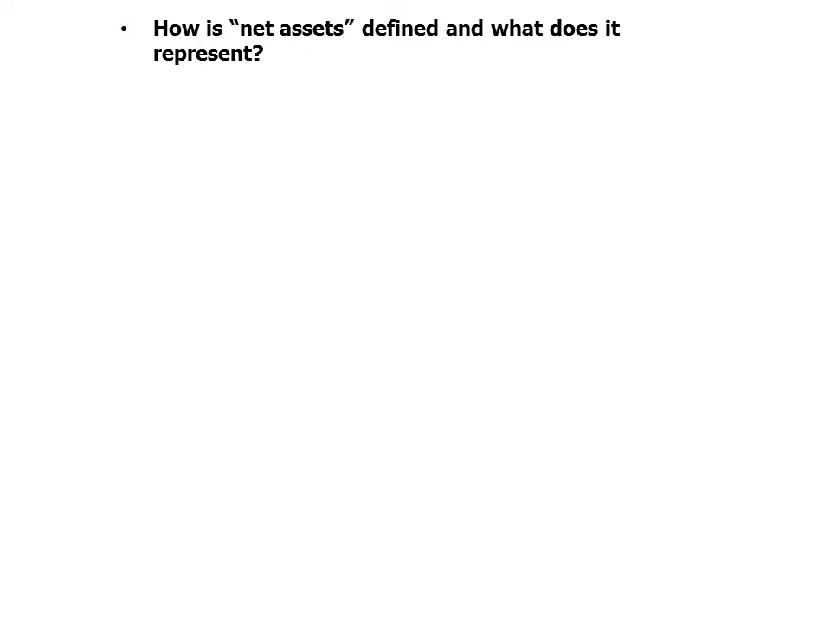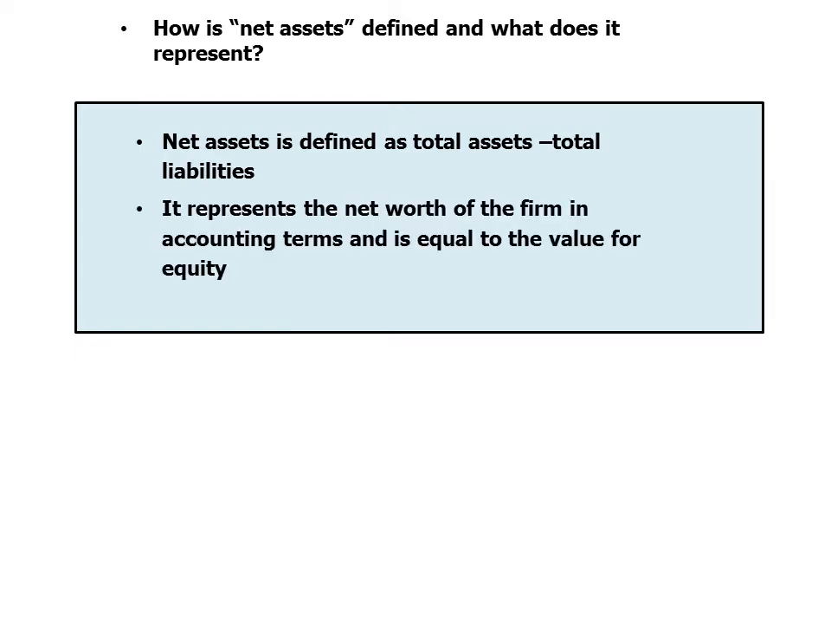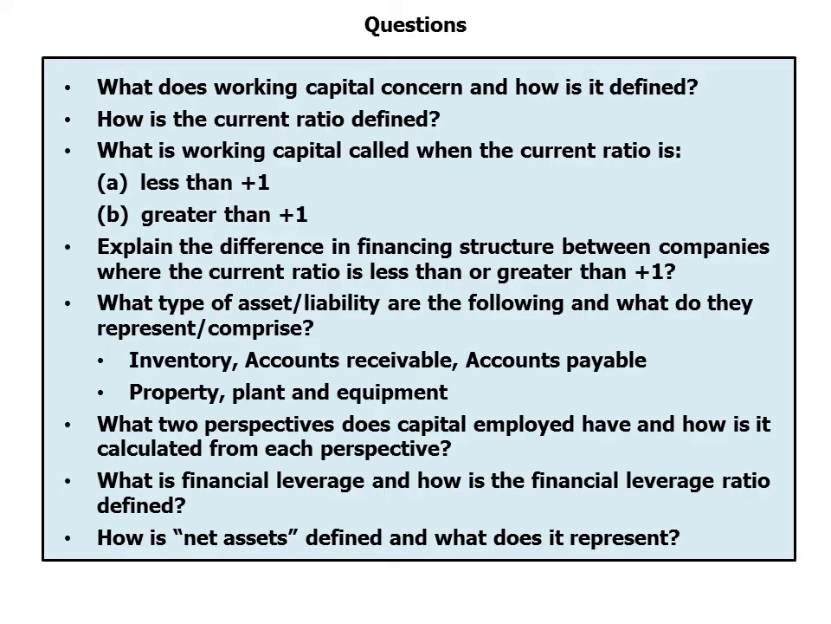How is net assets defined, and what does it represent? Net assets is defined as total assets minus total liabilities, and it represents the net worth of the firm in accounting terms and is equal to the value for equity. And these are the questions that we've just looked at.